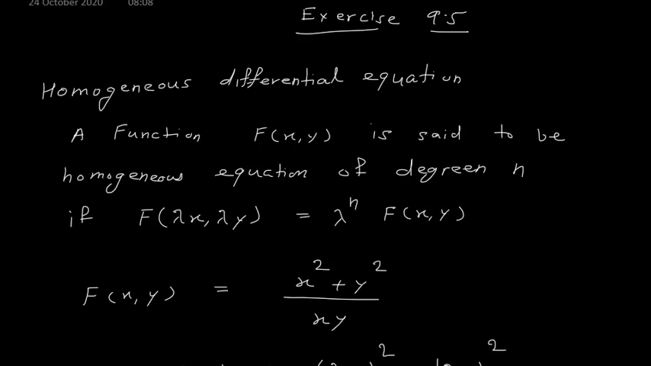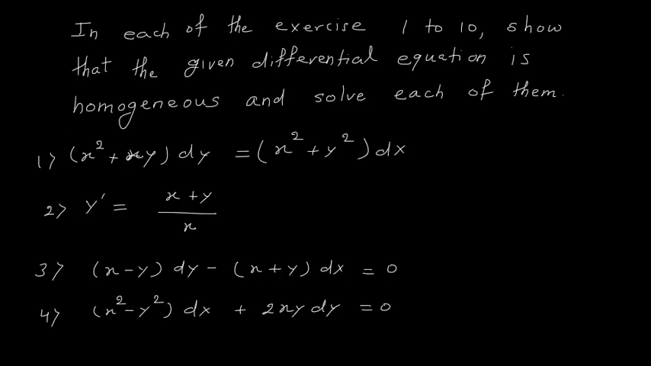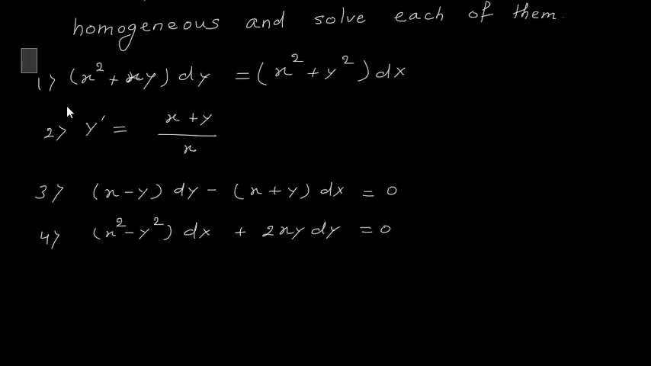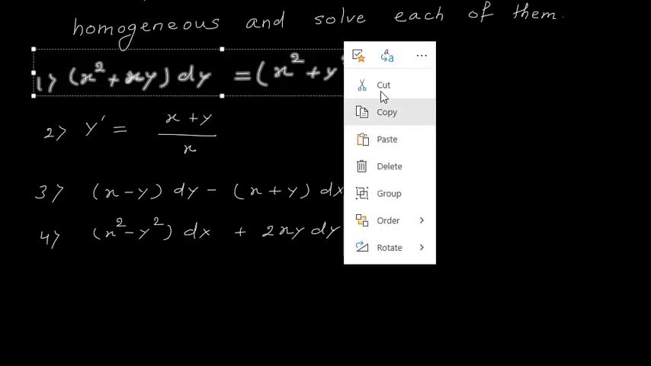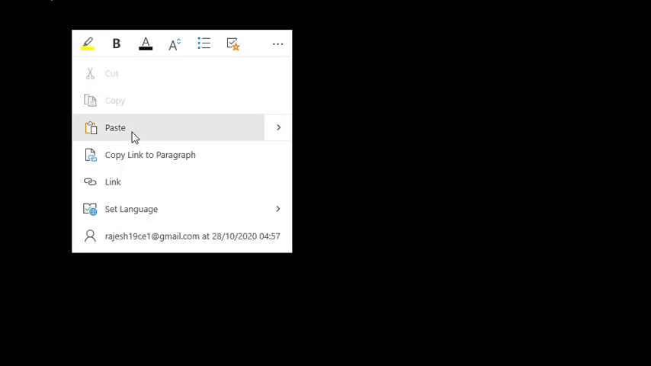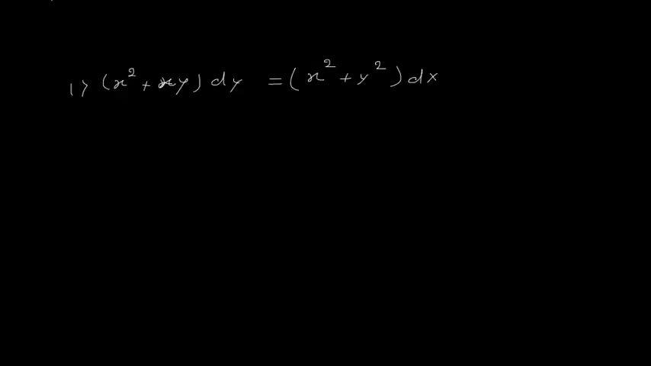So let us begin. Now in each of the following exercises 1 to 10, show that the given differential equation is homogeneous and solve each of them. So we have to first show that this is a homogeneous differential equation and then we have to solve it. So let us take the first problem. Now the first problem is (x square plus xy) dy is equal to (x square plus y square) dx. So step by step I will show you how we will solve these problems.